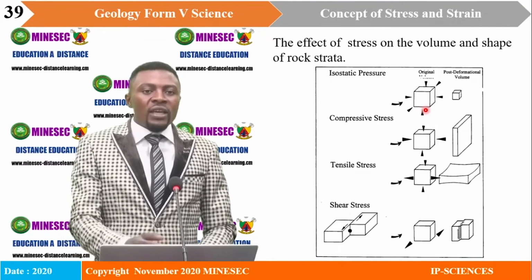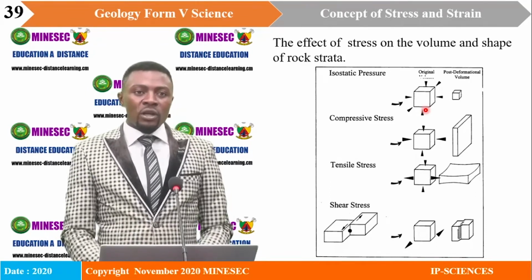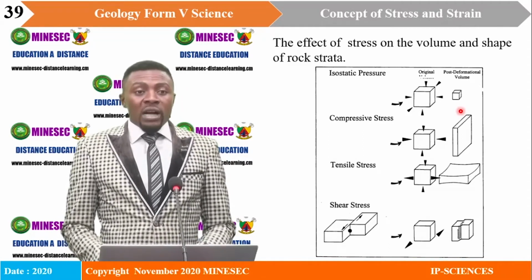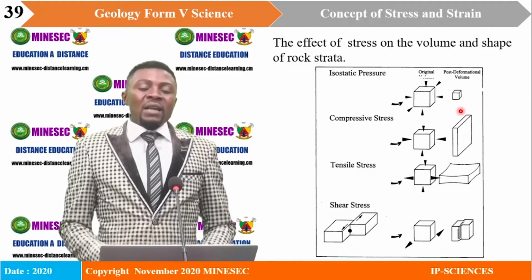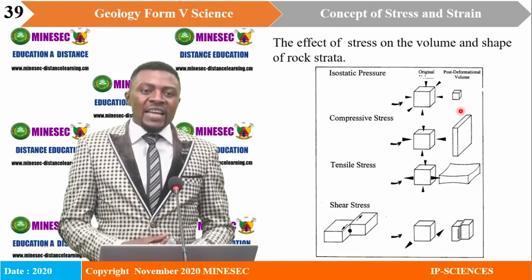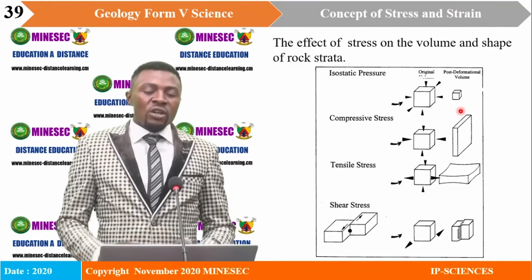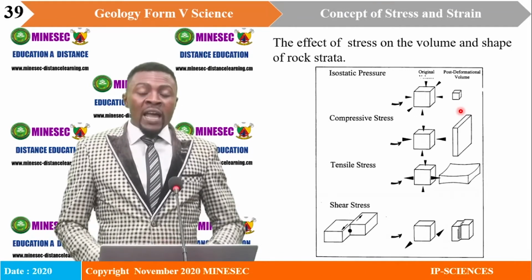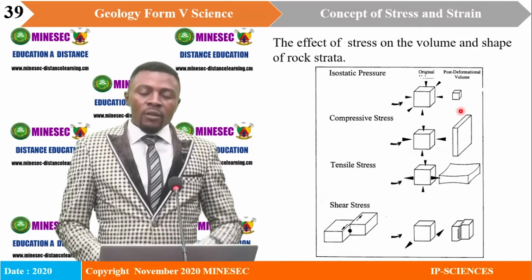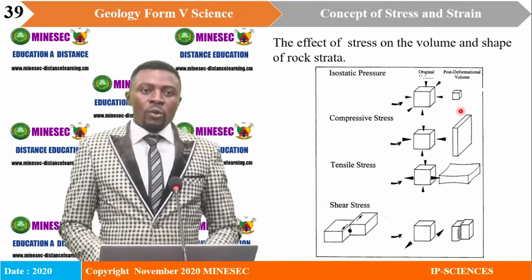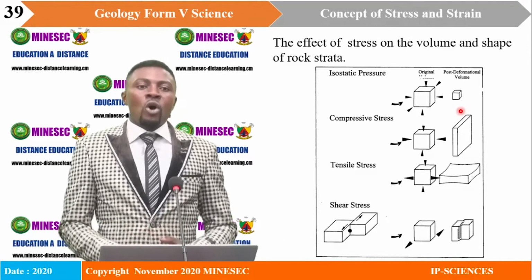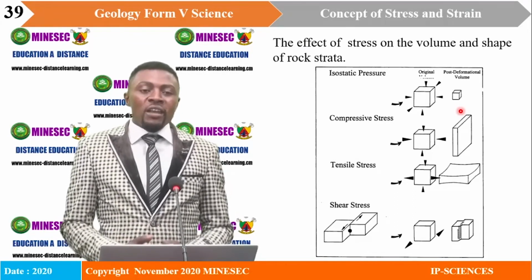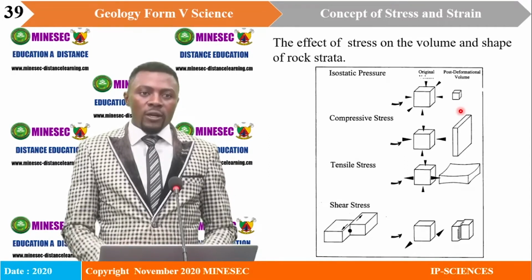And when a rock is subjected to that type of stress, what happens? You see that the body of rock is reduced in size or in volume. So, in isostatic pressure, where the rock is stressed the same from every direction, we have a reduction in the volume or the size of that body of rock.